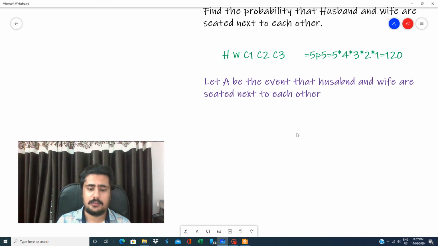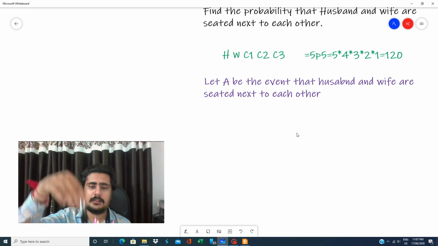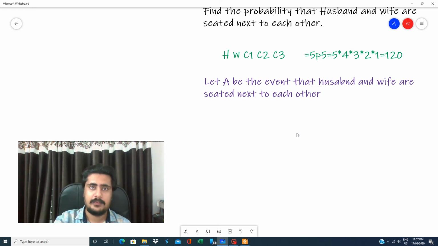So let us assume these two black pens are to be kept together. Whenever you are asked to keep two things together, what will you do? We'll tie a knot to these two things. We'll tie a rubber band to these two. Now these two are together. Now if you arrange this in any place, these two will be together.